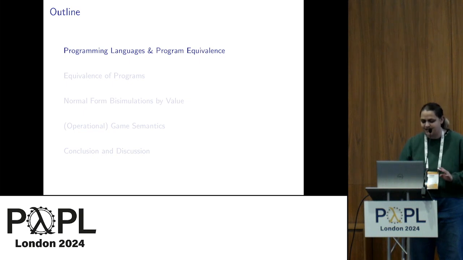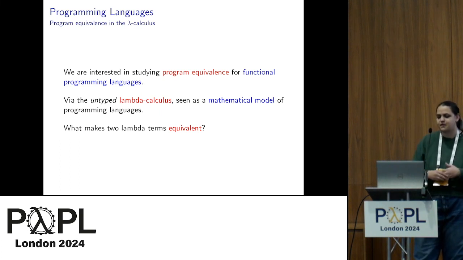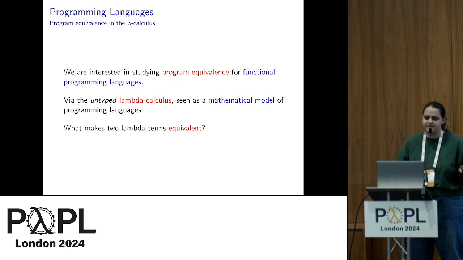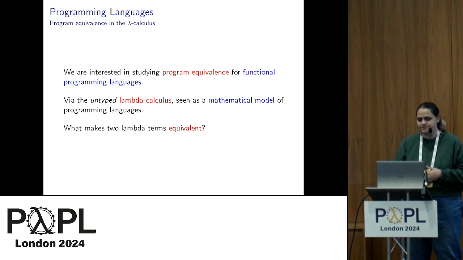So let's dive into normal form bisimulations, which are a special kind of program equivalence. I'm interested in studying program equivalence for functional programming languages via the lambda calculus, seen as a mathematical model for these programming languages. And the main question I'm trying to answer is, what makes two lambda terms equivalent?